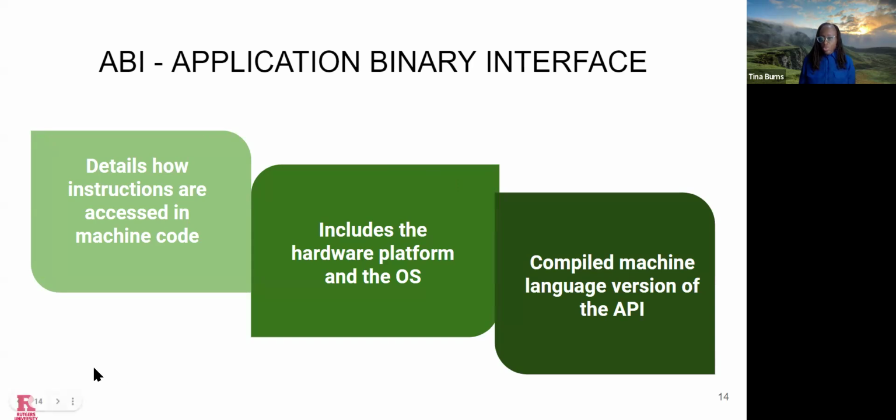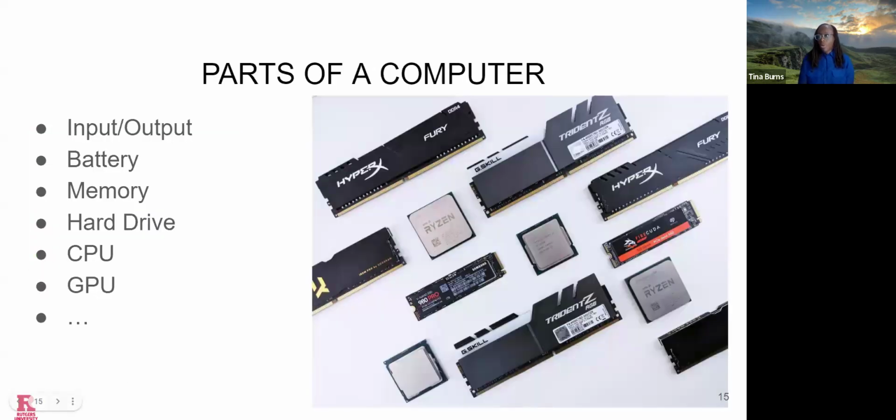So we all know some of those parts. Let's take a look at and consider some of them, right? When we think about the computer parts, we think about the input and output devices, right? Your keyboard, your mouse, your monitor, hard drives, all those things that allow you to get information into the computer and also to retrieve that data. There's also the battery, your memory, your CPUs and GPUs.